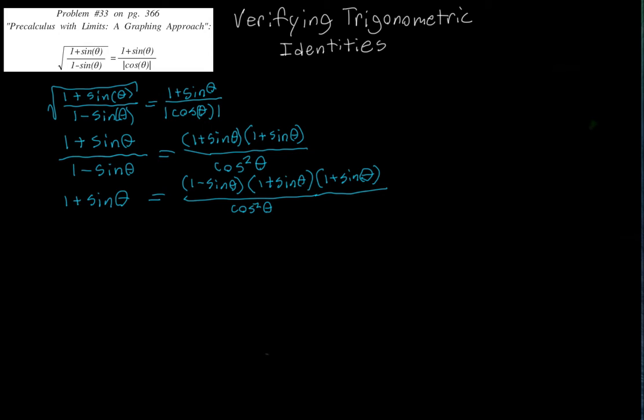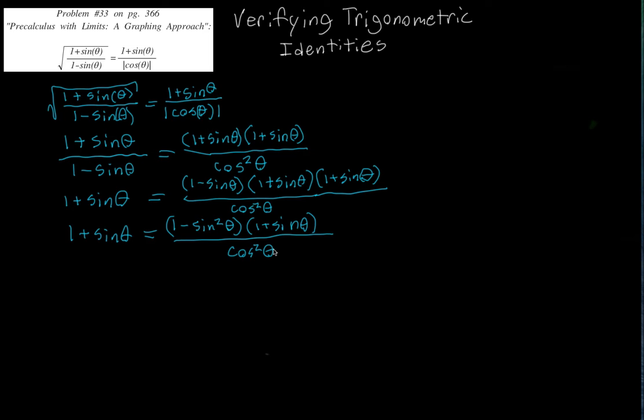They're very important. All right, so now you'll notice 1 minus sine theta and 1 plus sine theta. If you remember algebra 2, that's going to be the difference of squares. So we're going to have 1 plus sine theta is equal to 1 minus sine squared of theta times 1 plus the sine of theta, and then we're dividing that all by cosine squared of theta.